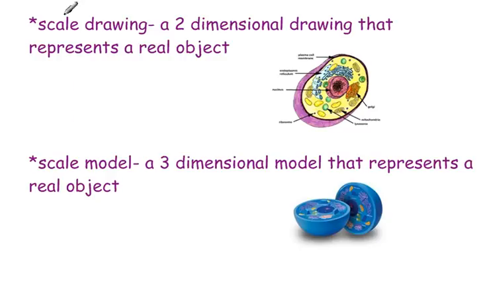A scale drawing is a two-dimensional drawing that represents a real object. So this would be a flat drawing of a cell that is labeled. And a scale model would be a three-dimensional representation, so something you could actually hold in your hands that represents a real object.